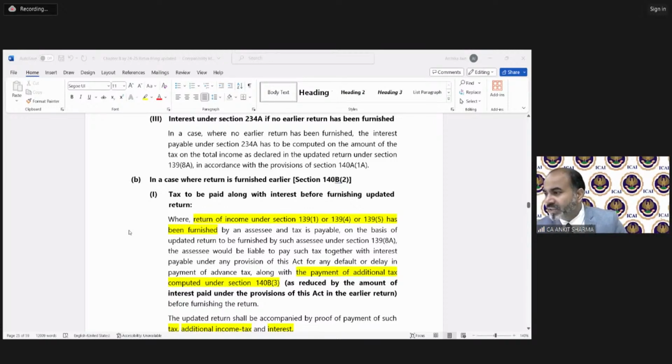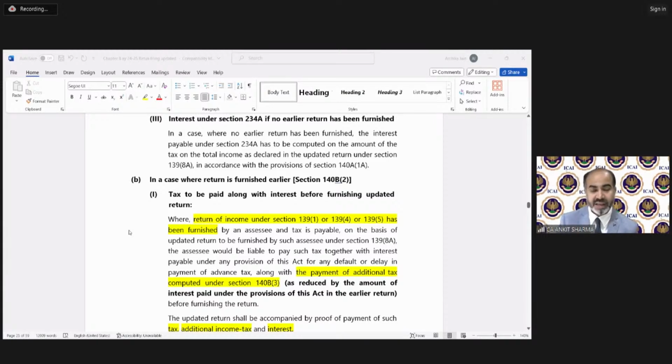Mr. Rito Banerjee asks: sir, if an assessee has filed the return within the due date but not paid self-assessment tax, will interest be charged or not? Payment of self-assessment tax? First of all, it will be called a defective return. We have to pay tax, otherwise it will be called a defective return.